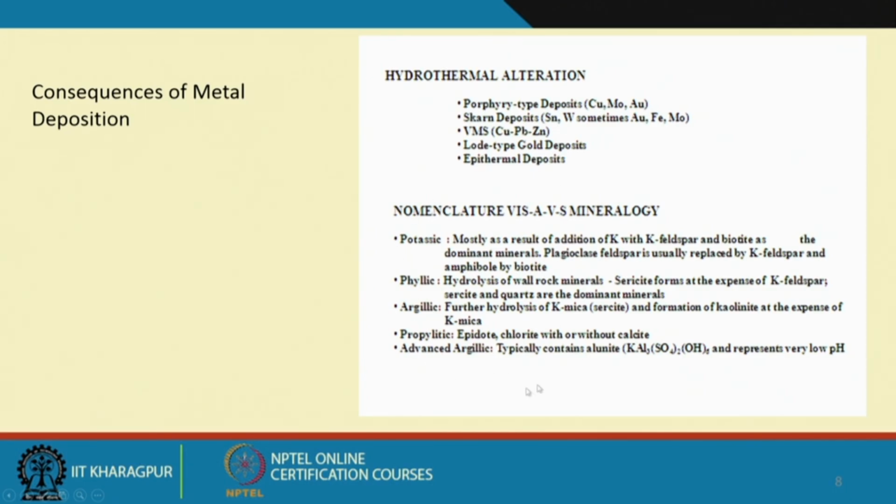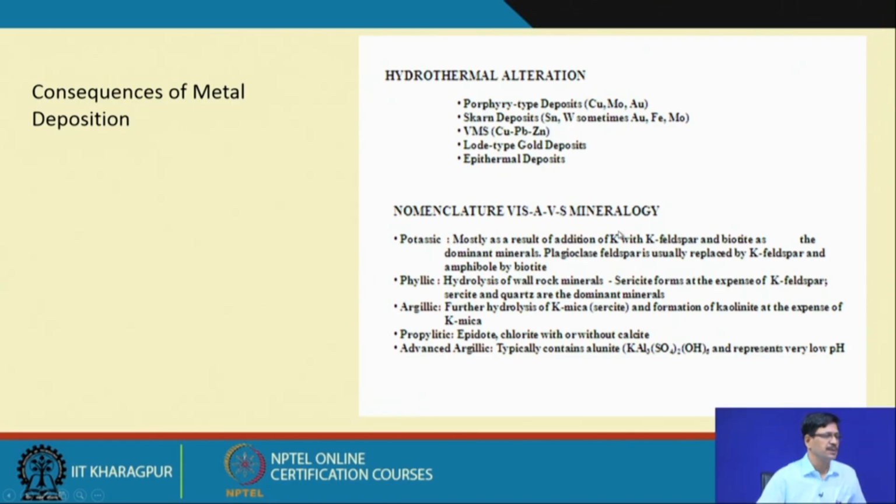And there are some nomenclature which are proposed for such kind of hydrothermal alteration, like potassic alteration, phyllic alteration, argillic alteration, propylitic alteration, advanced argillic alteration. These alterations are all terminologies associated with the porphyry copper deposits in the convergent plate boundaries like the Andean margin.